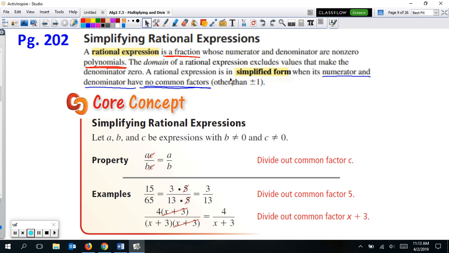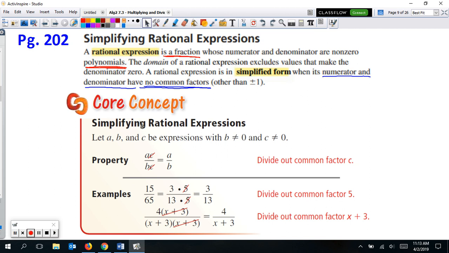A rational expression is in simplified form. For simplified form, you want to put down that it's when the numerator and denominator have no common factors. Obviously other than 1 or -1. But there's no common factors with the numerator and denominator.